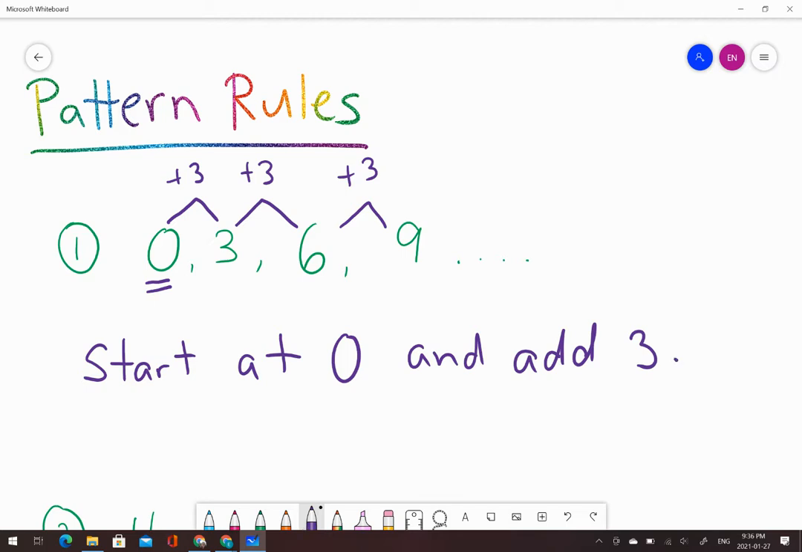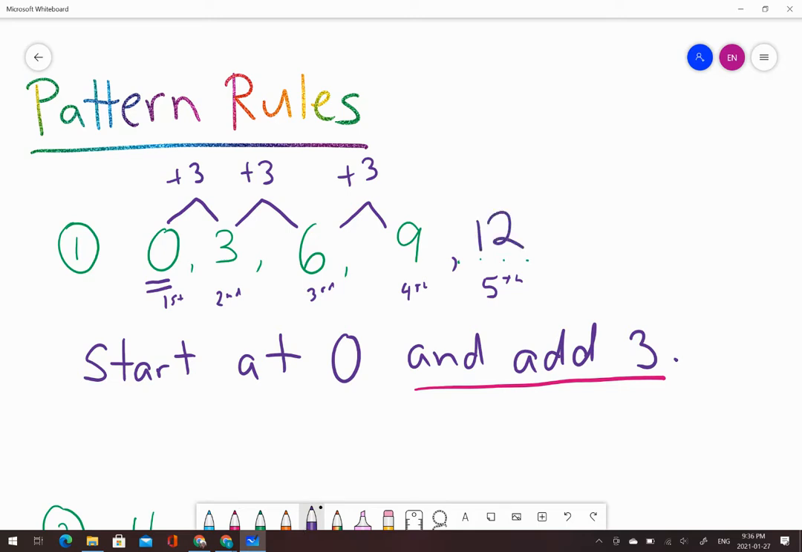Now I can actually figure out what my next term would be. I have my first term, my second term, my third term, and my fourth term. If I wanted to know what my fifth term was, I just need to follow this part of my rule. So I'm starting here, I'm at 9, and I need to add 3, so my next term will be 12.